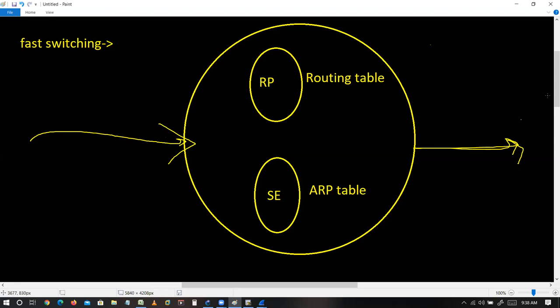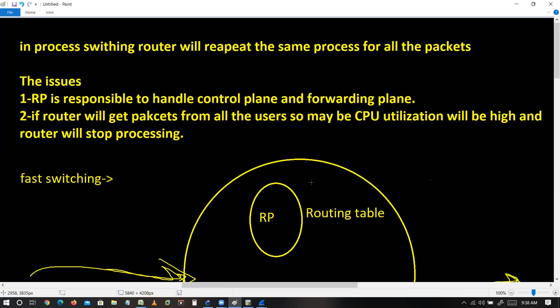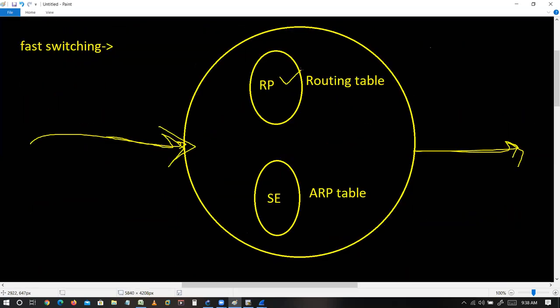Process switching, in the process switching, whenever a device sends or receives a packet, it will repeat these seven steps for every single packet. Okay, so that is the issue. The reason is that right now, if RP will handle all the control plane and the forwarding plane also, this RP will get slow.